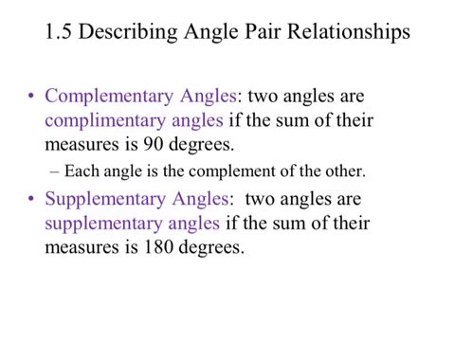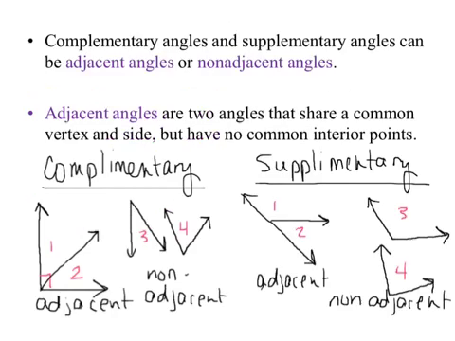Supplementary angles. Two angles are supplementary if the sum of their measures is 180 degrees. So you can add up the measurement of each angle and get 180 degrees. They're supplementary. Continuing on, complementary angles and supplementary angles can be adjacent or non-adjacent.